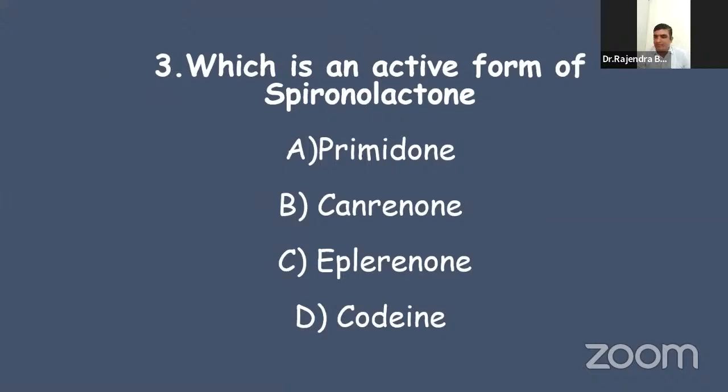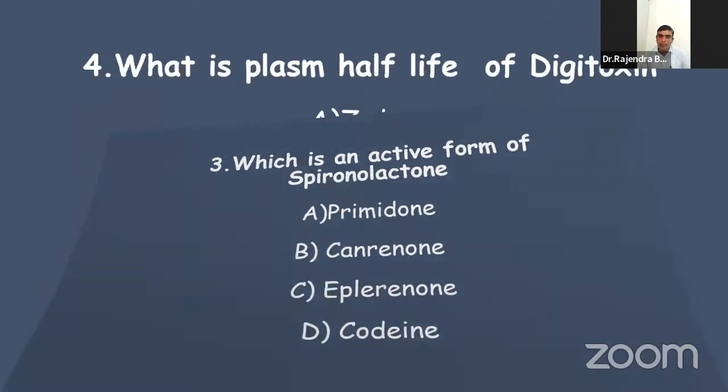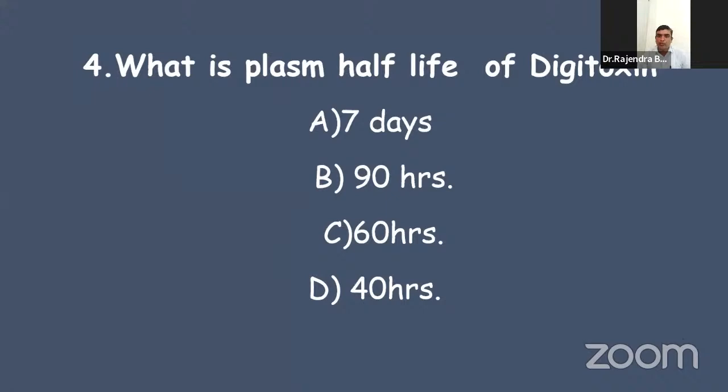Which is an active metabolite? Already we have discussed. That is spironolactone, that is canrenone. What is the active metabolite of primidone? Phenobarbital. Eplerenone is a newer aldosterone antagonist. Codeine, morphine. Next, please. What is the plasma half-life of digitoxin? You know very well, that is 7 days. Phenobarbital is 90 hours, phenylbutazone 60 hours, doxycycline 20 hours, aspirin 4 hours, and penicillin G half an hour. Already we have discussed. Next, please.